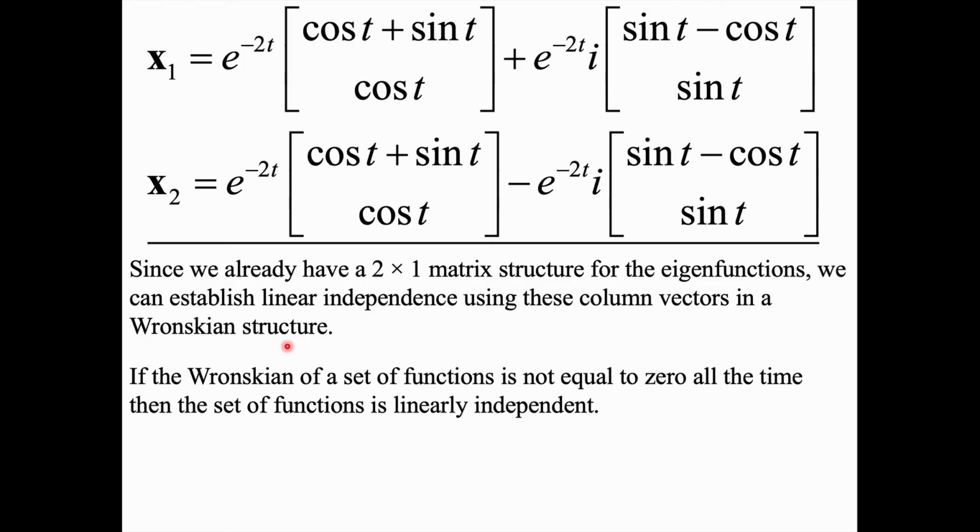So remember, if the Wronskian of a set of functions is not equal to 0, and the Wronskian is a determinant, the determinant's not equal to 0. That means that the coefficient matrix involved in the system is invertible. And if you have an invertible coefficient matrix in a homogeneous system, then the only solution is the trivial solution. And if that's the case, then you have established that those functions are linearly independent. So that's a little recap of how to use the Wronskian.